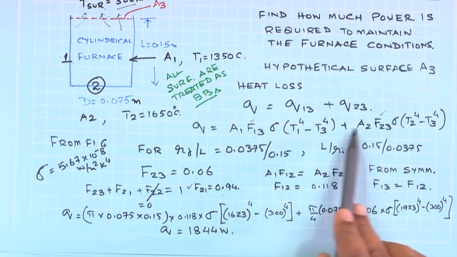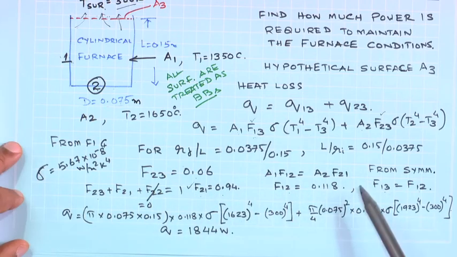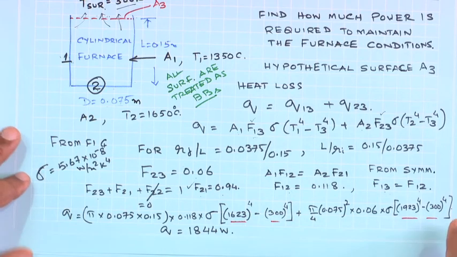A1 and A2 from geometry, F13 and F23 we have obtained from these relations. The last thing I need to mention, and stress again and again, is that all temperatures to be used must be in Kelvin in radiative heat exchange. So, you plug in the values and what you get is the total heat loss from the furnace through the top opening, which is exposed to atmosphere at 300 Kelvin.